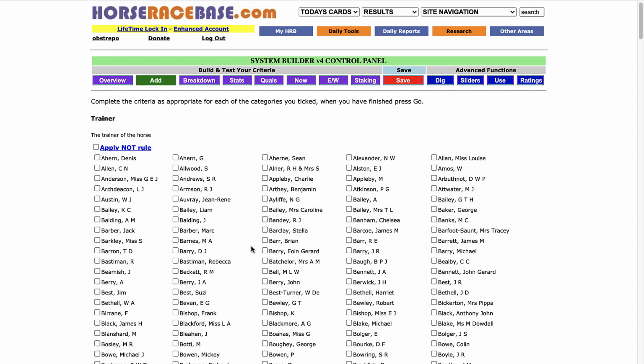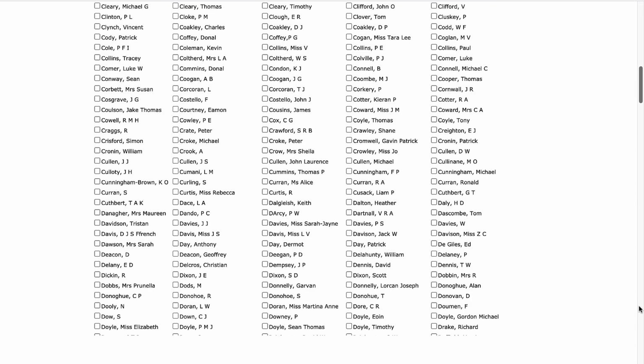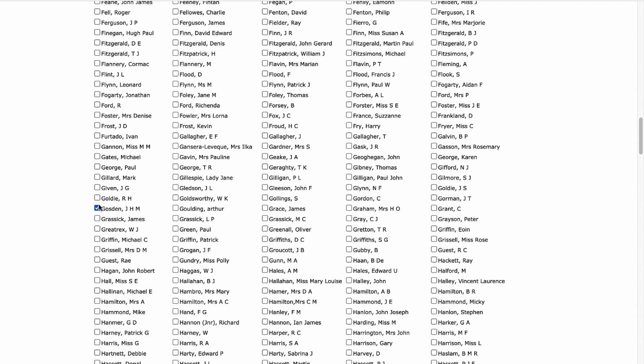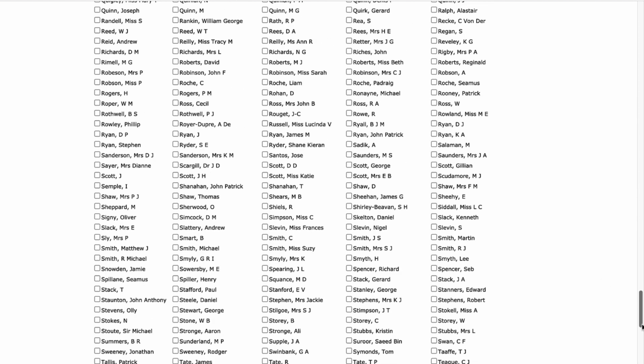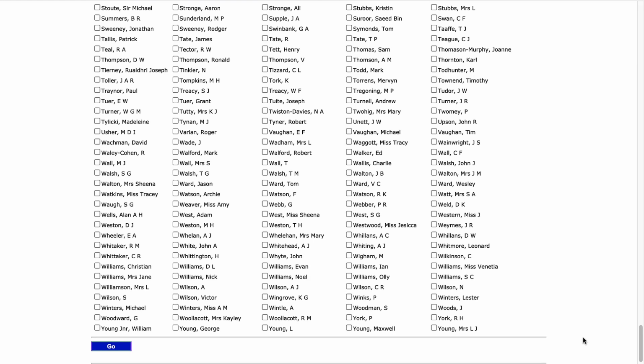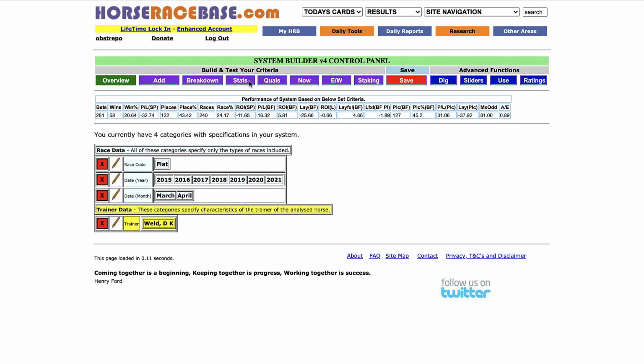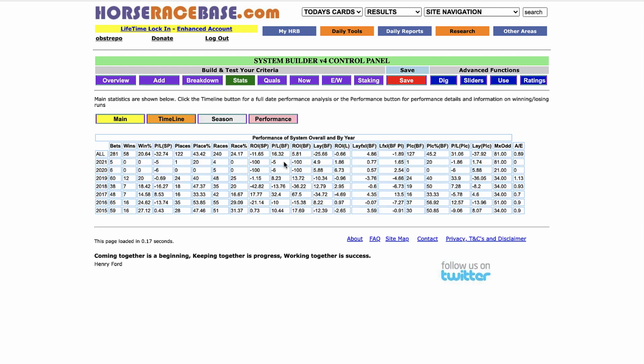Just 2 to go now. We're looking for Dermot Weld. Already made a loss so far this year, made a loss last year. There's quite a few losses there, so we'll say no on Dermot Weld.